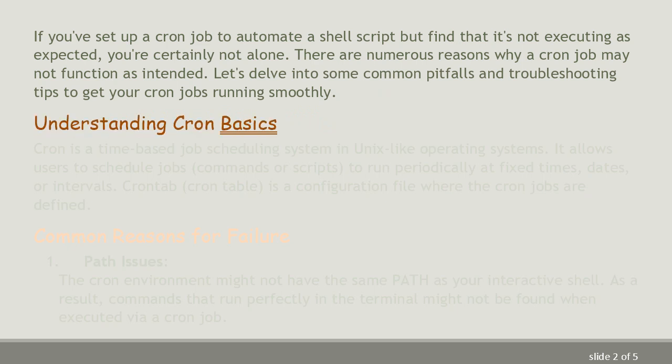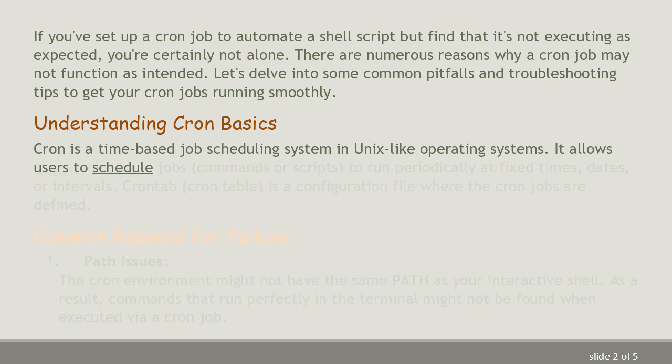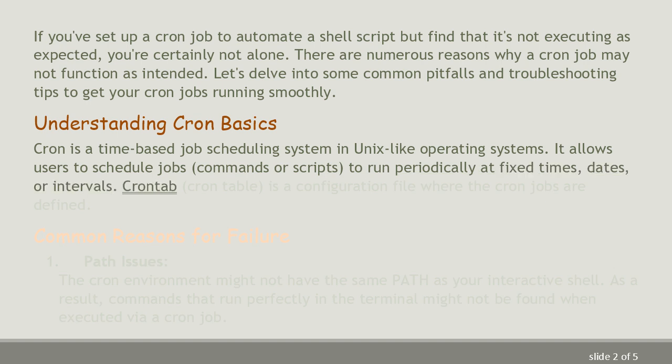Understanding cron basics. Cron is a time-based job scheduling system in Unix-like operating systems. It allows users to schedule jobs, commands or scripts, to run periodically at fixed times, dates, or intervals. Crontab, cron table, is a configuration file where the cron jobs are defined.